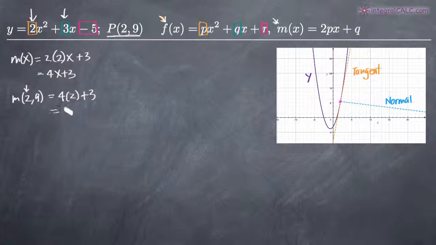And when we simplify that, we'll get 11. So 11 is the slope of our tangent line. That's how we find it. Now we can either use point slope form or slope intercept form to find the equation of the tangent line.